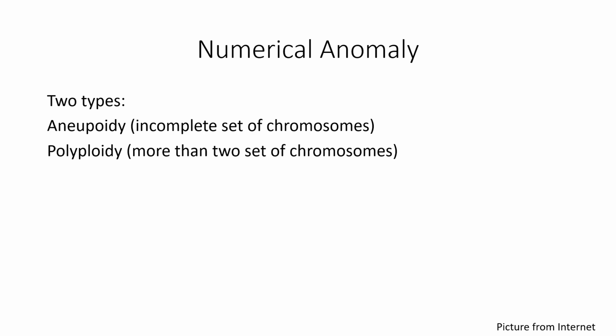Now we come to numerical anomaly. Numerical anomaly can be subdivided into two types. Aneuploidy, that means an incomplete set of chromosomes. The total set is not complete. There can be one chromosome missing, two chromosomes missing, three chromosomes missing, or so on. The other is polyploidy, that is more than two sets of chromosomes. I said two sets means diploid. More than two sets, that is triploid, tetraploid, pentaploid, hexaploid condition, you call it polyploidy.